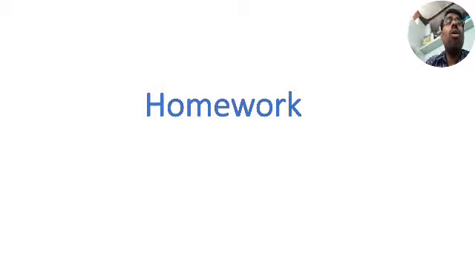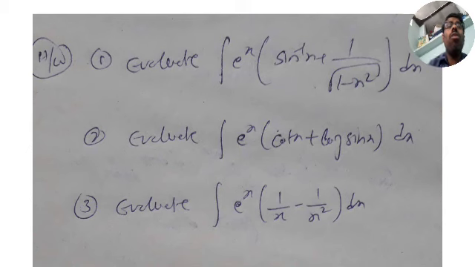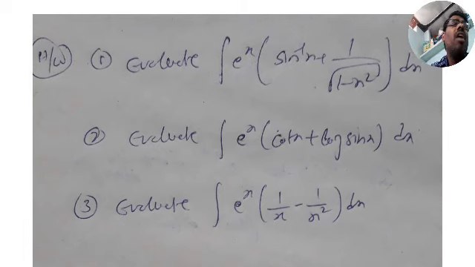Now let us go to the homework part. So what is the homework? Evaluate integration e power of x into (sin inverse x plus 1 by square root of 1 minus x square). Sin inverse x is my function and its derivative is 1 by square root of 1 minus x square. Straight away the problem. The second problem is evaluate integration of e power of x into (cot x plus log of sin x) dx. Here the cot x derivative is minus cosec square x, which is not there, therefore I just reverse it: a plus b can be written as b plus a. So write log of sin x plus cot x, and the derivative of log of sin x is cot x.